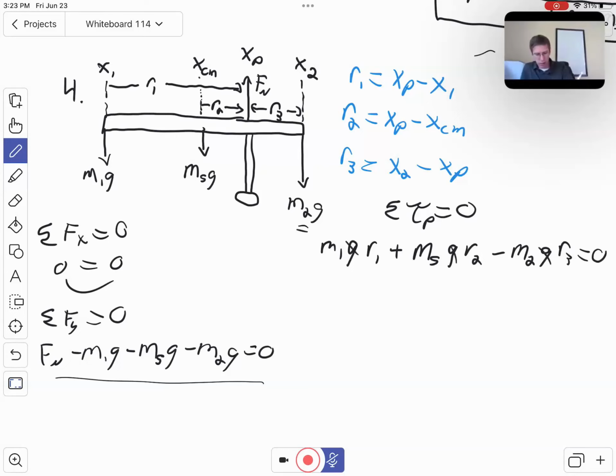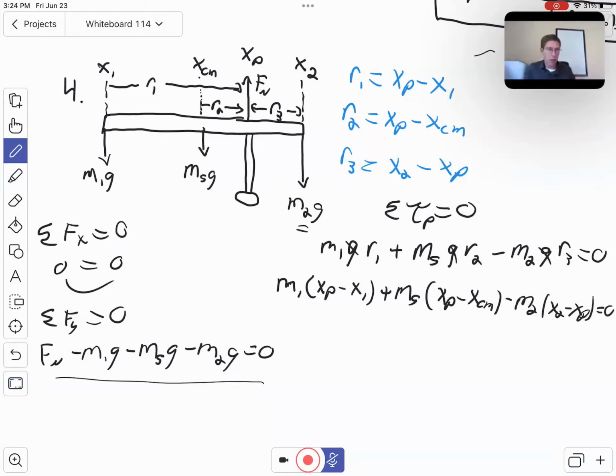So if I divide through by G's, I can then plug in for my R values. So I have M1 times R1, which is XP minus X1, plus the mass of the stick times R2, which is XP minus X center mass, and then minus M2 times R3, which is X2 minus XP, and that's all equal to 0.